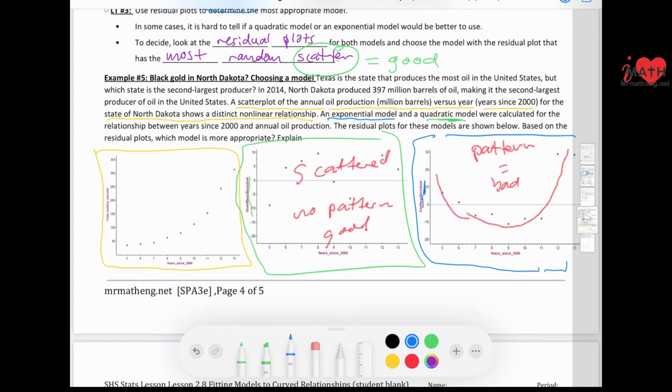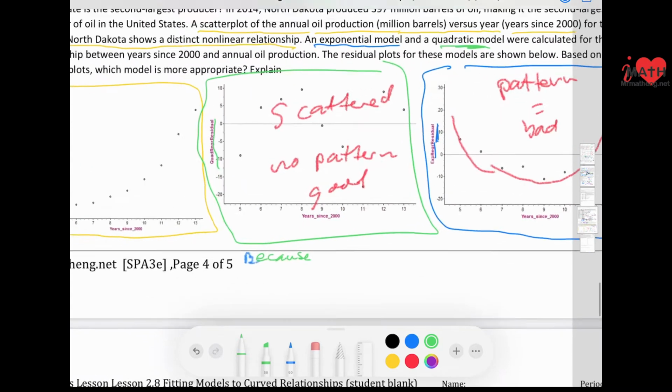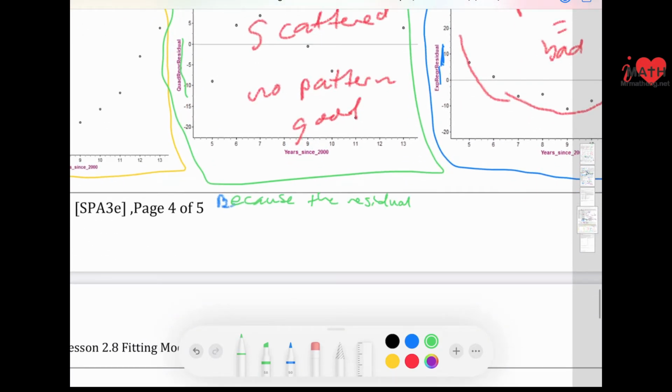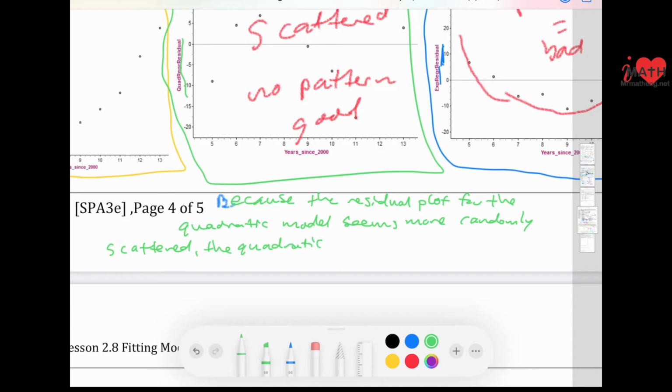So this is actually good. So let's write which one of these, because the residual plot for the quadratic, the green one for the quadratic model seems more randomly scattered, the quadratic model is more appropriate for these data than the exponential model.